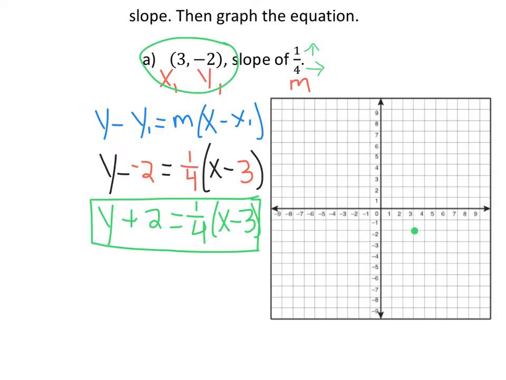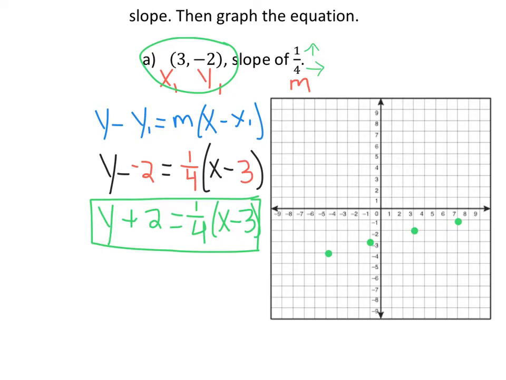So up 1, right 4. 1, 2, 3, 4. Our point will be right here. I like to always plot at least 3 points, and since I can't go any further up and right, I'm going to do the opposite and go down and left. So down 1, left 4 would put me there. You can do more points if you prefer, but once you have 3 or 4, that's a good start.